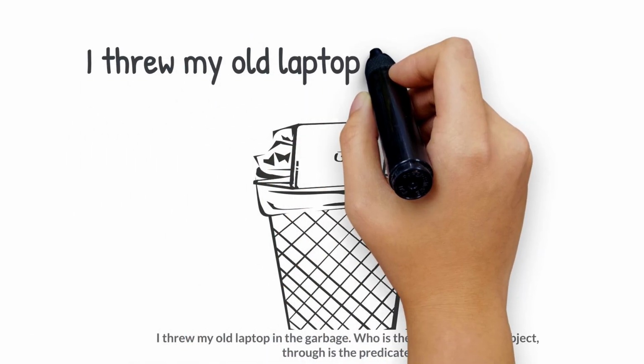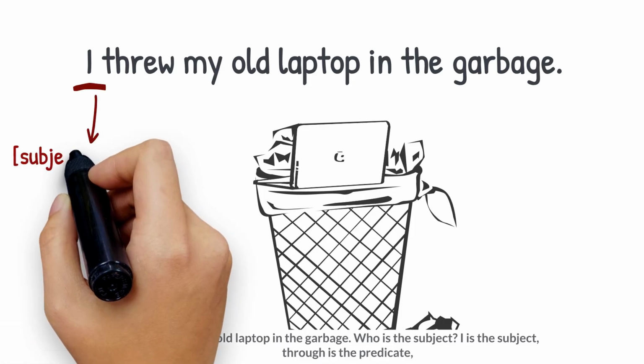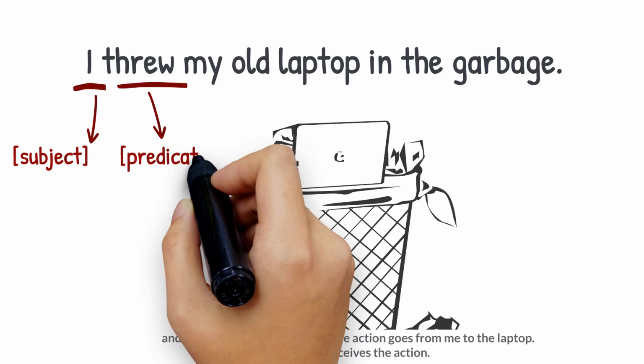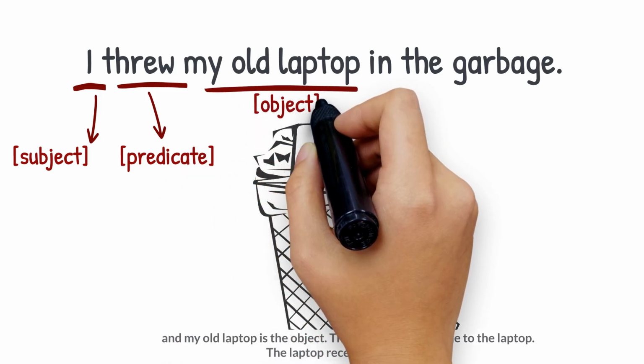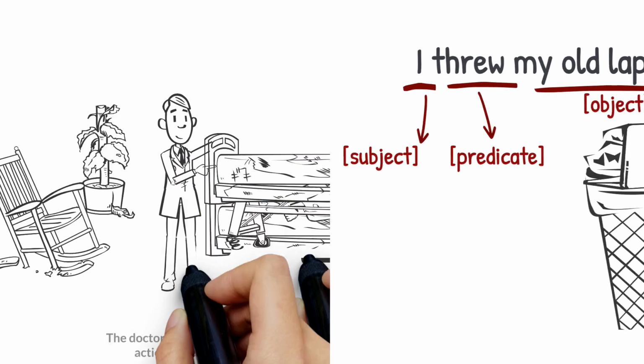I threw my old laptop in the garbage. Who is the subject? I is the subject. Threw is the predicate, and my old laptop is the object. The action goes from me to the laptop. The laptop receives the action.